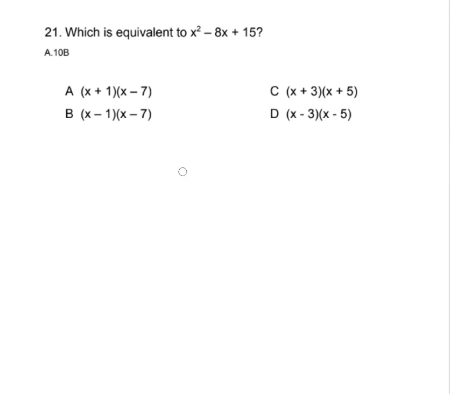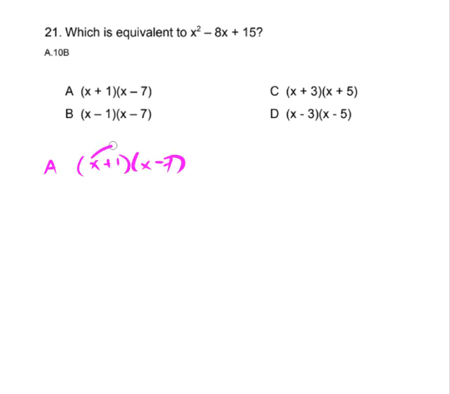We're going to take all of these numbers here and multiply them together. We're going to basically FOIL them, right? And see which one gives me that. So I'm going to start with the first one. This is answer choice A, right? Answer choice A says x plus 1 times x minus 7.